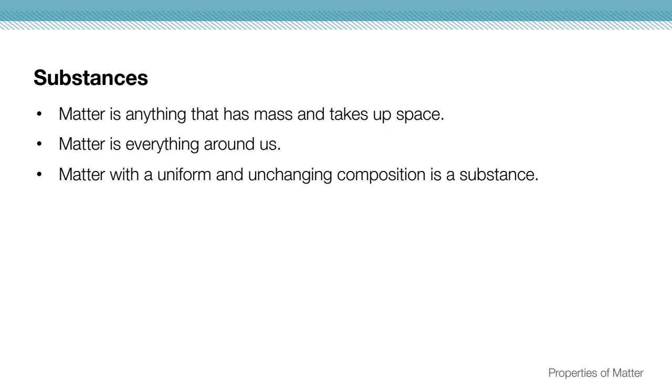For example, water. Water will always be, if it's pure water, H2O. That is a pure substance. Where something like air is matter, we wouldn't call that a pure substance because even though we have a general idea of what makes up air, it can vary depending on where you are. So matter is everything around us with mass and space, but don't confuse that with what a substance is, because a substance has to be made of something that it's always made of. The composition cannot change.